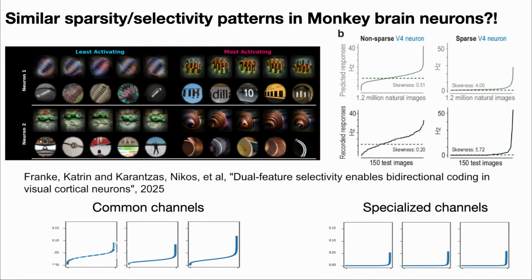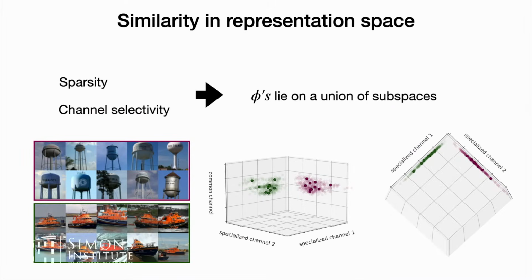You have specialized neurons, which are here, these 2. And this is in the V4 area of the brain, which is deep in the visual system, similarly to the bottleneck. And you have common channels. And here, I'm also just showing it for comparison. So this is an interesting similarity, which I thought I'd mention.